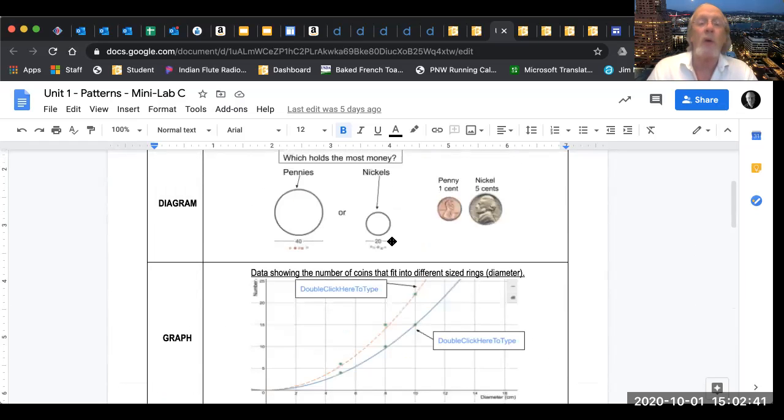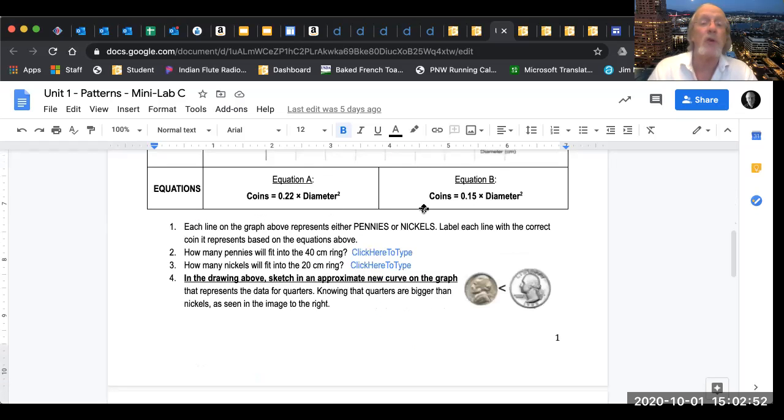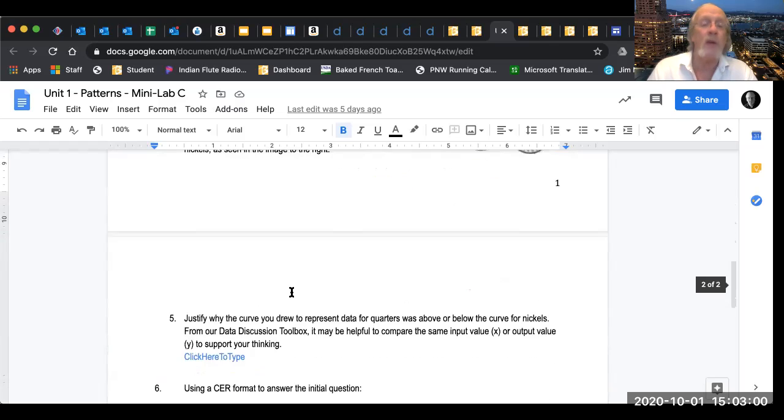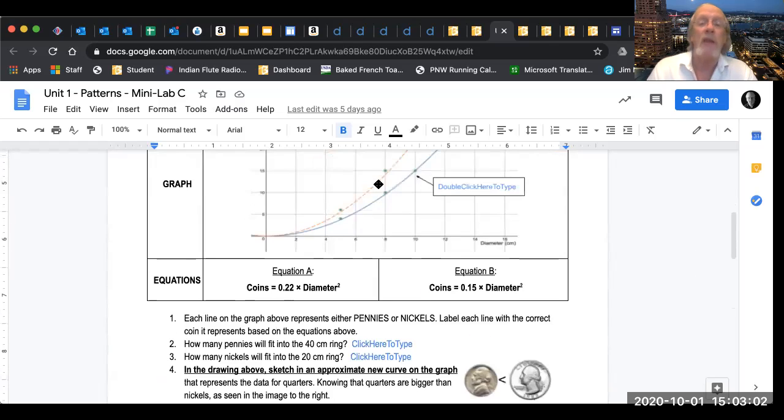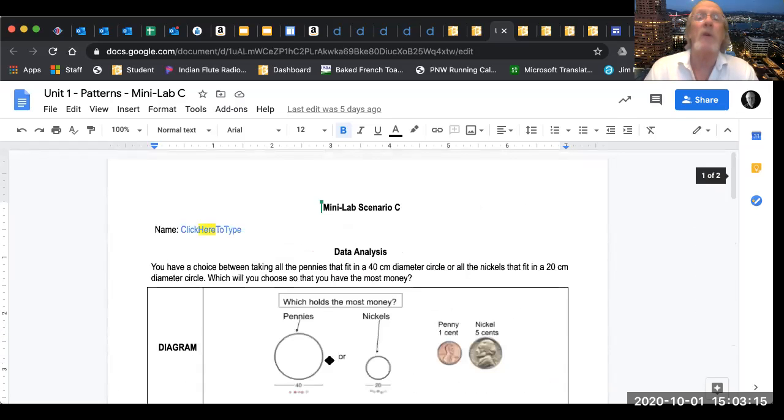And then in our claim, evidence, reasoning, we just answered that. Our claim is that pennies are going to have more value in this circle than this circle. Our evidence is that we ran the numbers through the equation, and we found out this one was about $3.50. This was $3. And our reasoning comes from the graph that we plotted our data from, putting pennies and nickels in a variety of different circles, and then used our equations to calculate. All right, so that was our first exercise today.